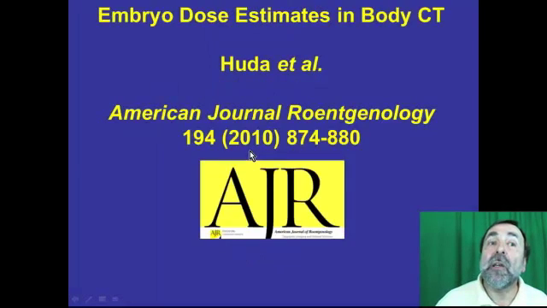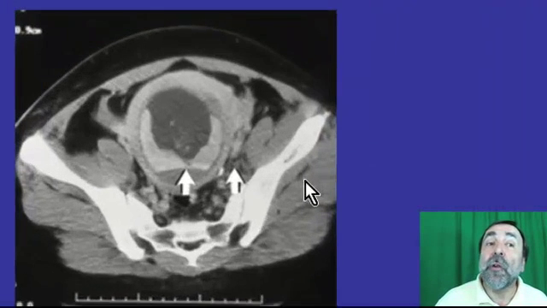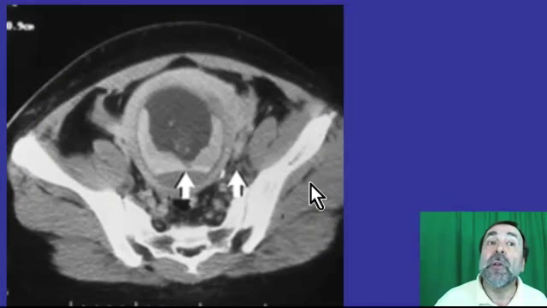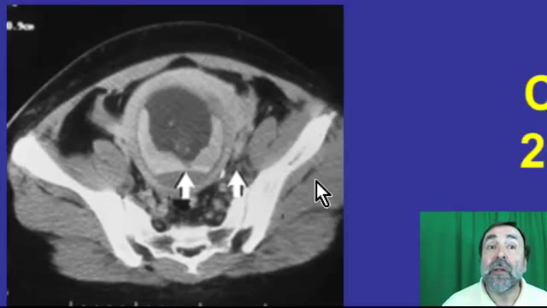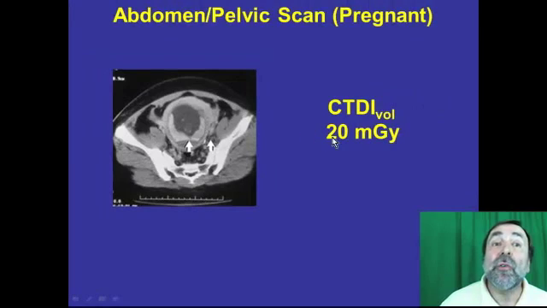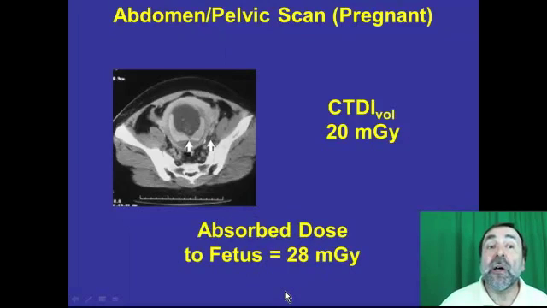I have a publication in the American Journal of Roentgenology, volume 194, published in 2010, that explains in detail how you can get an embryo dose in any body CT scan. If you follow this methodology, you do an abdominal pelvic scan of a patient who's pregnant. The CTDI vol that you use is 20 milligray. Let's assume that this is a normal size patient with an AP dimension of 22 centimeters or so. The resultant absorbed dose to the fetus is 28 milligray.